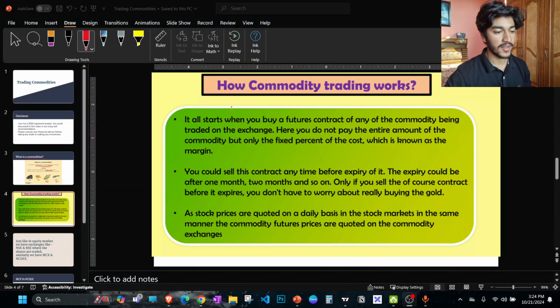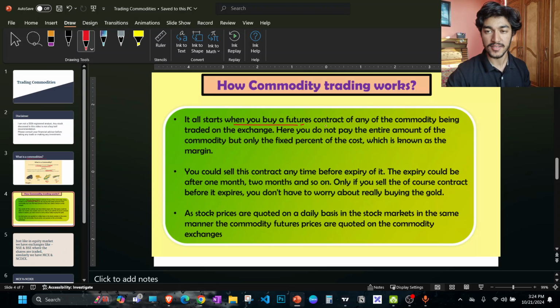How does commodity trading work? That is the most important question. It all starts when you buy a futures contract. One thing you need to understand about commodities is that trading them can only be done through futures, which is a leveraged asset. What I mean by that is, let's say you want to buy something for 1 lakh, but you have only 20,000 available. You can give your own 20,000, which is called a margin, and the remaining 80,000 will be provided by a broker, right?